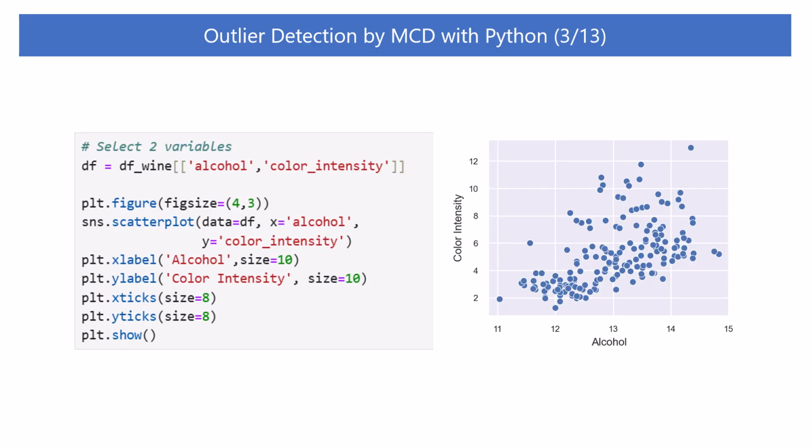Here, for simplicity, we use only two columns, alcohol and color intensity, for outlier detection. Let's store the two variables in the data frame named df. When we create a scatter plot, we can see that these two variables are correlated to some extent.